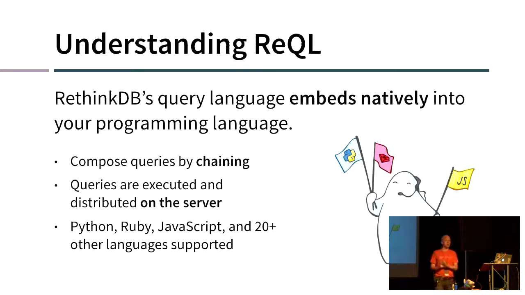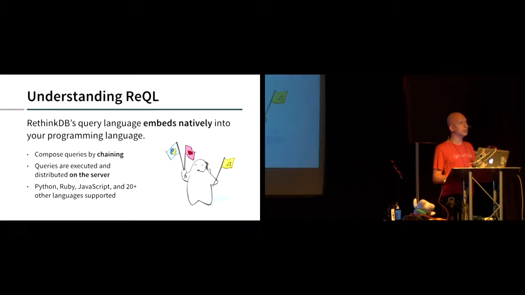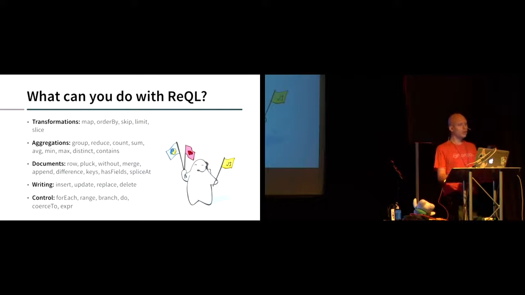So name a language, there's a driver for it: Python, Ruby, JavaScript, Erlang, Lisp, Haskell, Go. If you name a language, there's a huge community behind it, because at this point, the community for RethinkDB is well over 150,000 developers, I think nearing 200,000, and has a huge ecosystem on GitHub right now. So you can do a lot of really complex things with ReQL. Transformations, aggregations, control flow, branching, looping. It's really a programming language that masquerades as a query language.